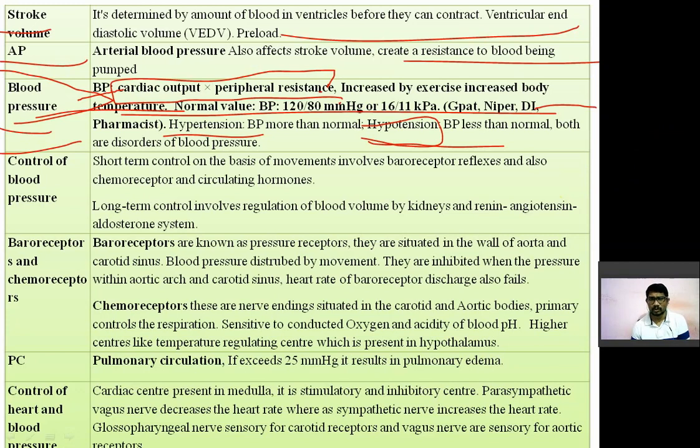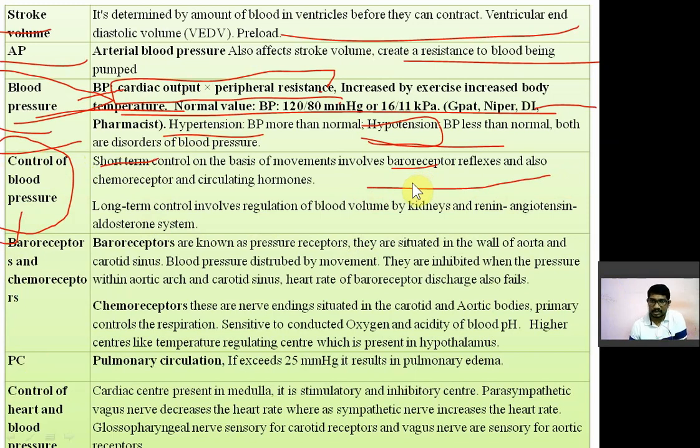Now control of blood pressure. Okay, so control of blood pressure involves two mechanisms, short term mechanism as well as long term mechanism. Now blood pressure is controlled by the short term mechanism on the basis of movement, which involves the baroreceptor reflexes. Baro means pressure, receptor means sensitive. These are specific protein molecules sensitive to pressure change.